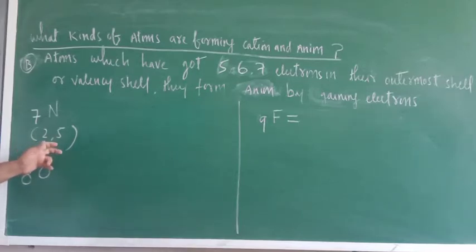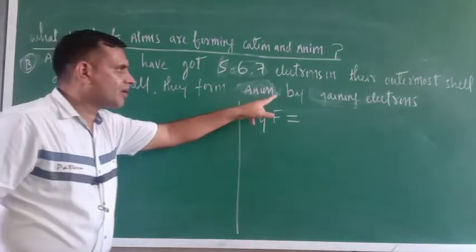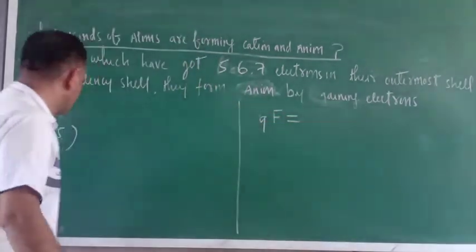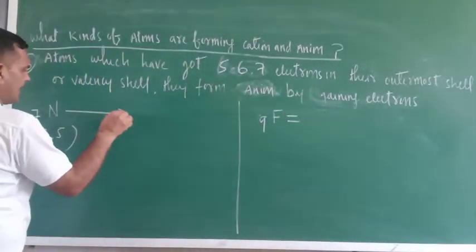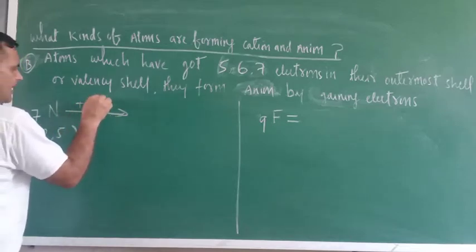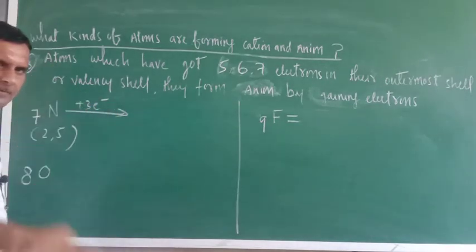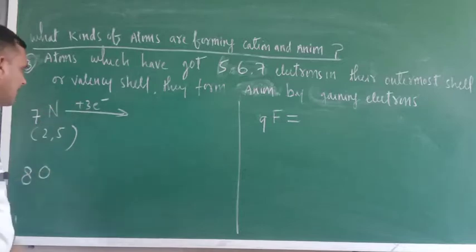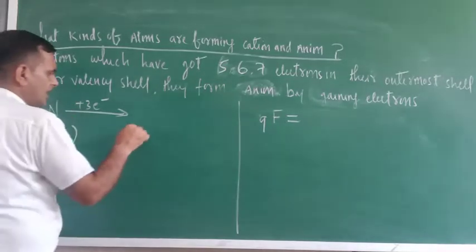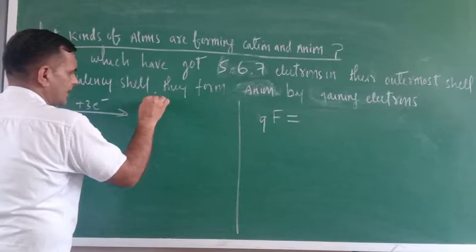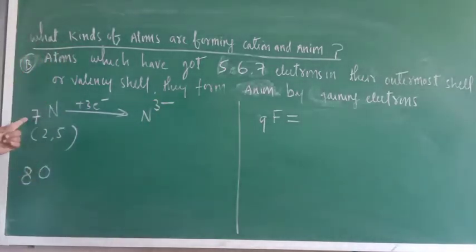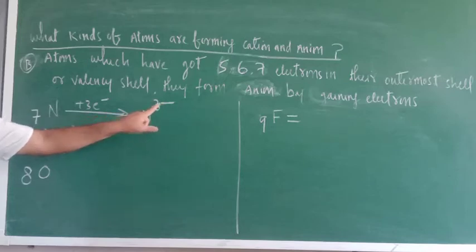3 electrons. So always remember, anion is formed by gaining of electrons. So what will it do? It will gain, here I am writing plus 3 electrons. Minus means removal of electron. Plus means gaining of electron. So it will gain 3 electrons and here what would be there? N3-.